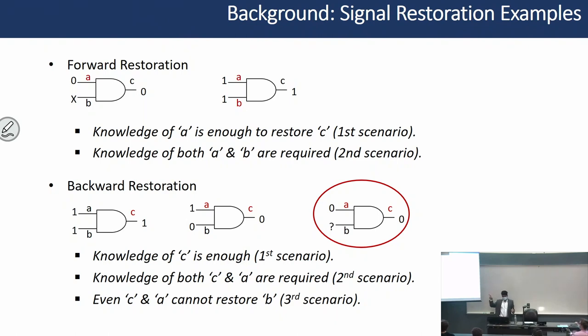Now, in the third picture, you're tracing C. C is 0. A is also 0. You have no way to know what B is. B can be 1 or 0. So backward restoration helps in this case.